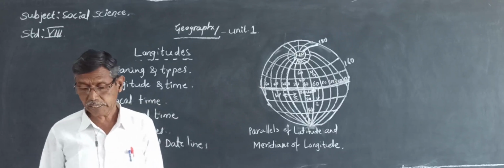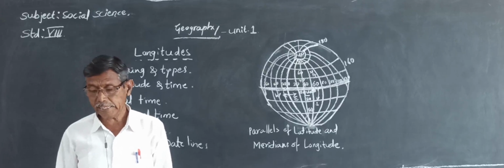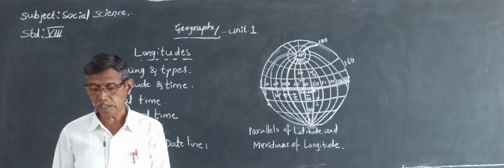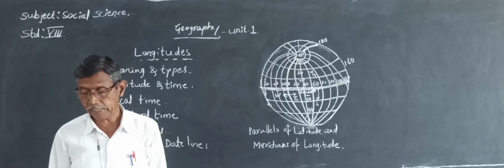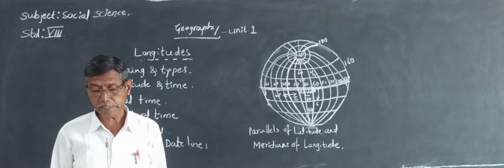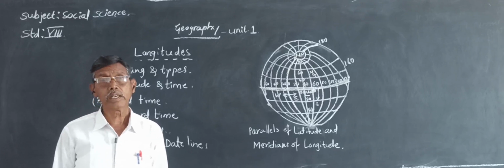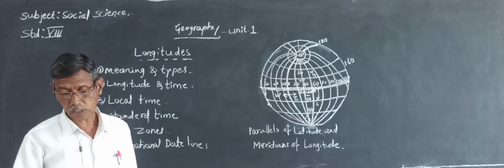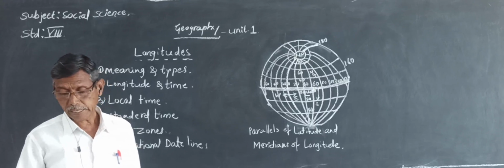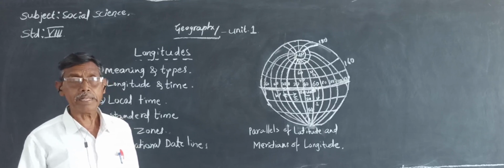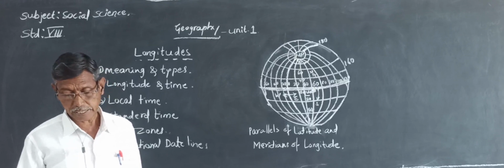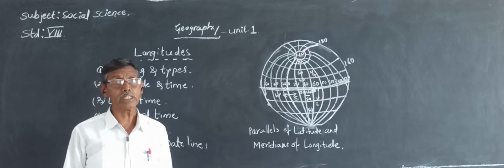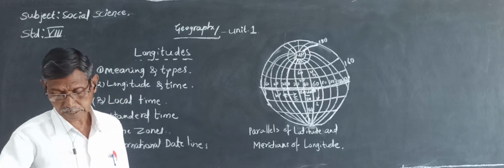Lines of longitude are called meridians because all places along the same meridian of longitude experience noon or midday at the same time. So they are called meridians. Meri means mid, dian means day, because they are passing along the same meridian.